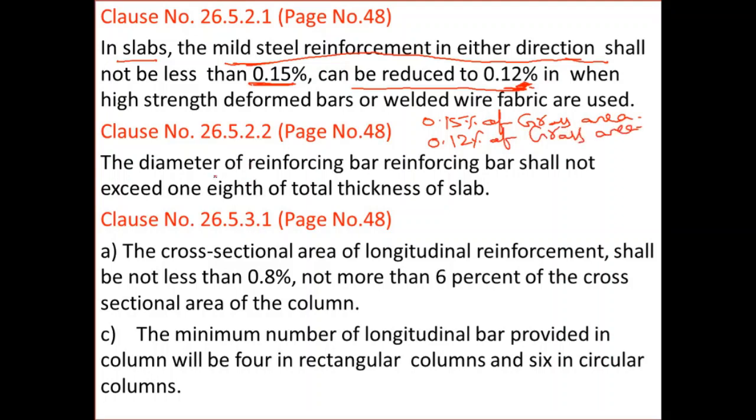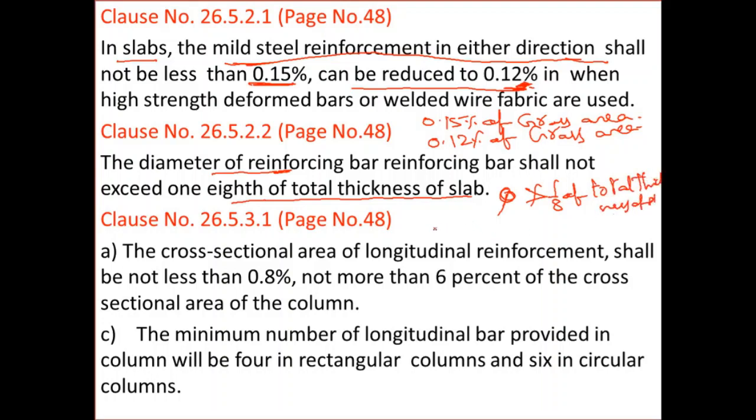Then whatever the bar diameter we provide in the slab, that should not exceed 1/8 of the total thickness of the slab. So whatever the bar we are using, that should not exceed 1/8 of total thickness of the slab.